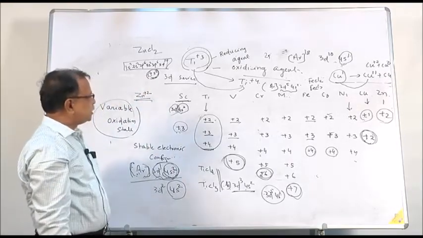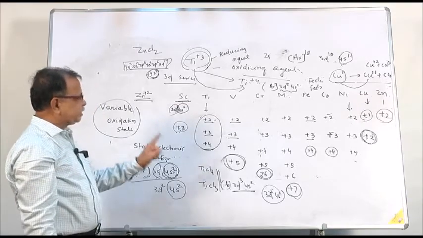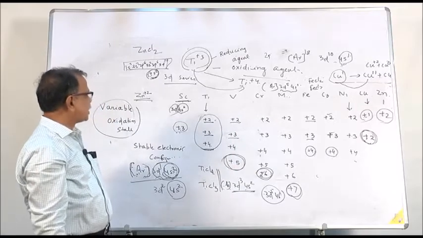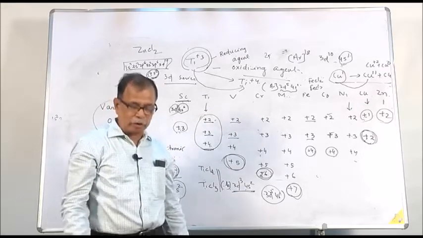So among the variable oxidation states, manganese's highest oxidation state is +7, chromium's is +6, vanadium's is +5, titanium's is +4, and so on. This is about the variable oxidation state.